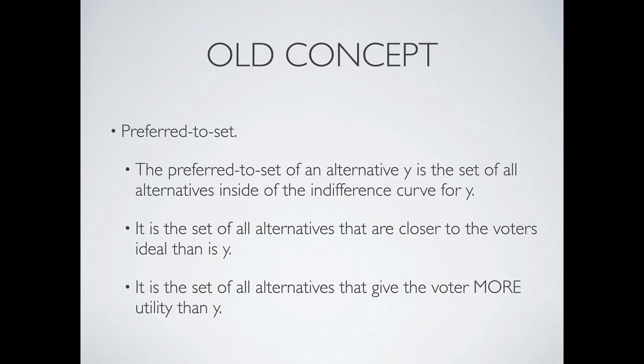The distance between two points on a two-dimensional surface is that formula, all right? And so another way to say what is the preferred-to set, it's the set of all alternatives that give the voter more utility than y. These are equivalent definitions, okay?